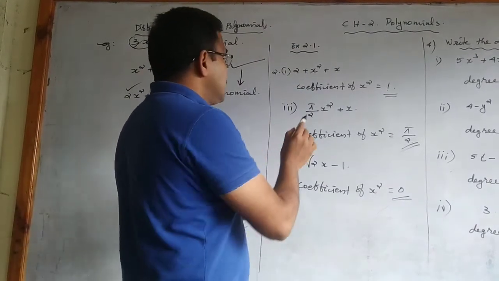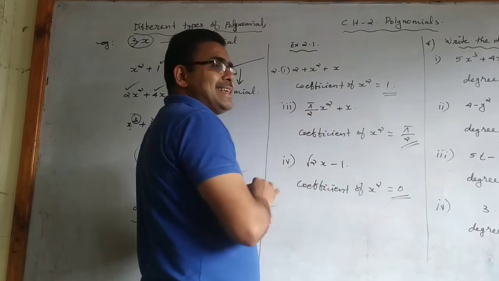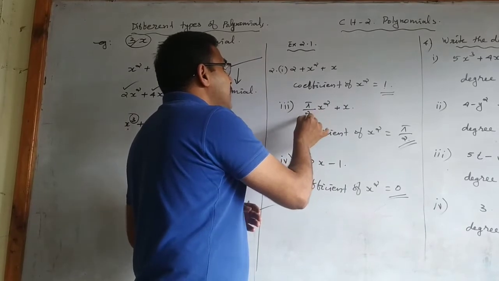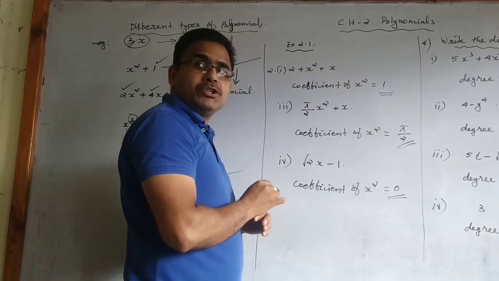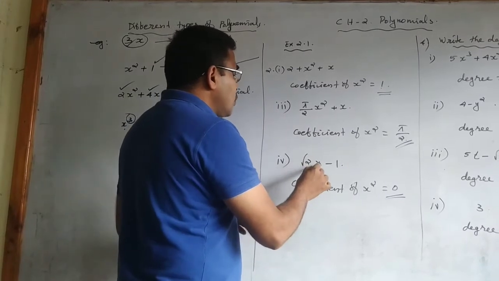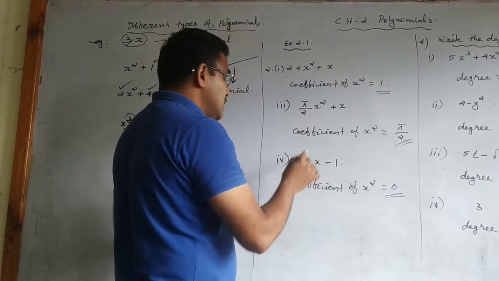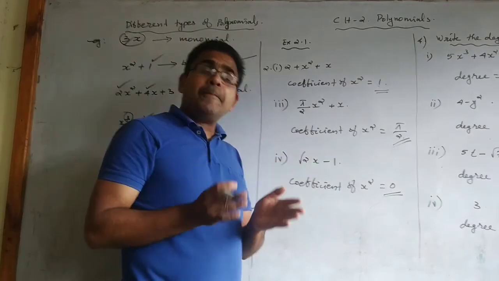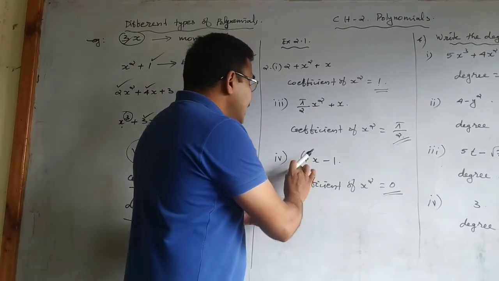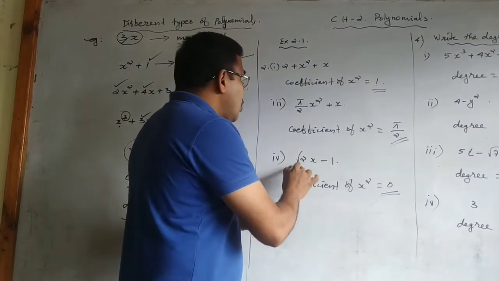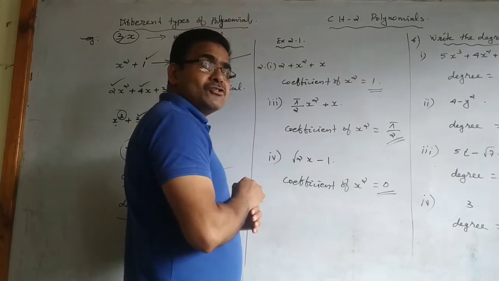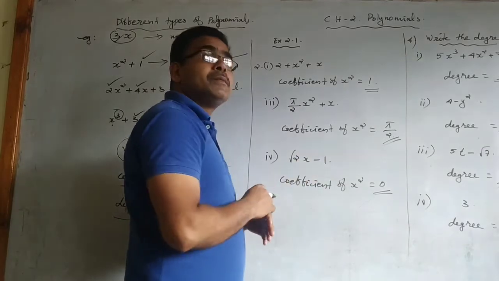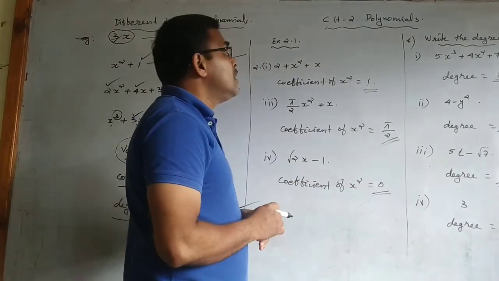Question number 3. See, pi by 2 x square plus x. Then what is the coefficient of x square? The coefficient of x square is pi divided by 2. Fourth question, root 2 x minus 1. Here, the question is the coefficient of x square. We must find out the coefficient of x square, but actually in the polynomial there is no x square term. The question is root 2 x minus 1. That means the coefficient of x square will be equal to 0.